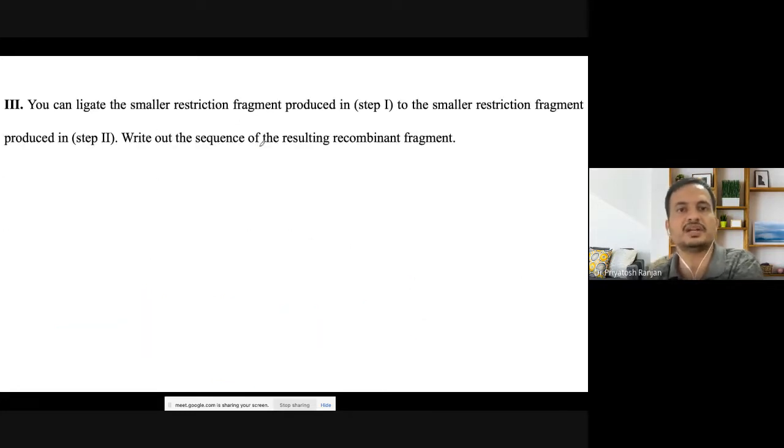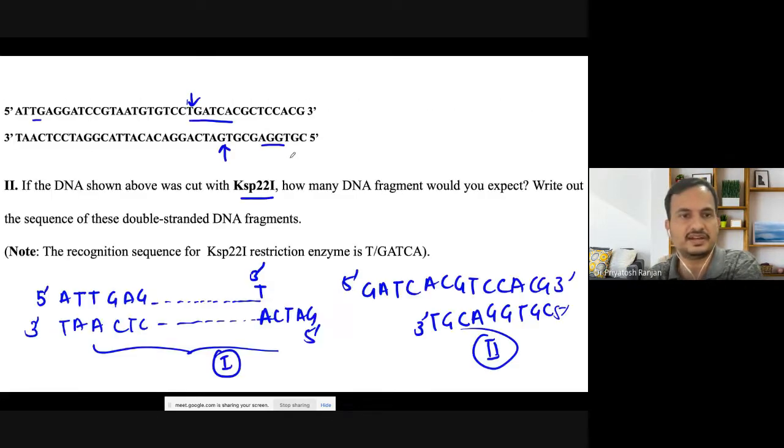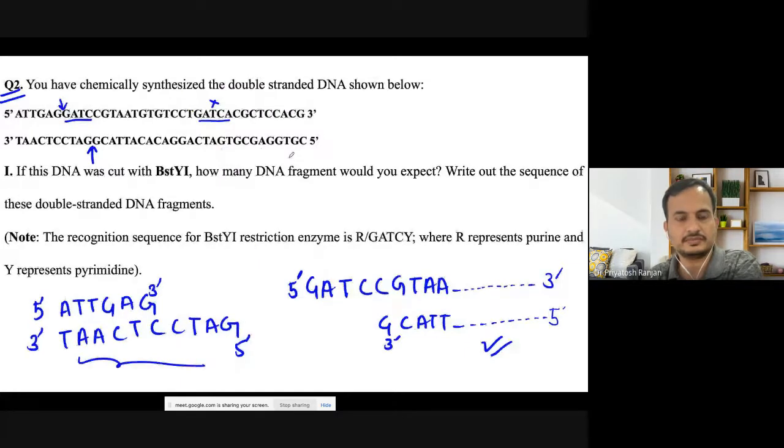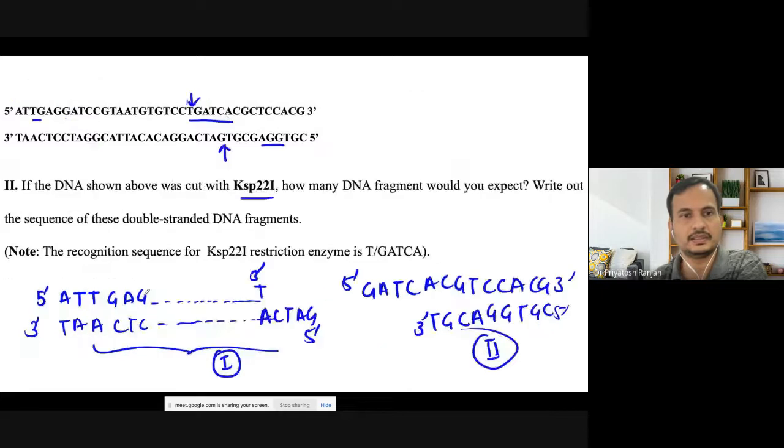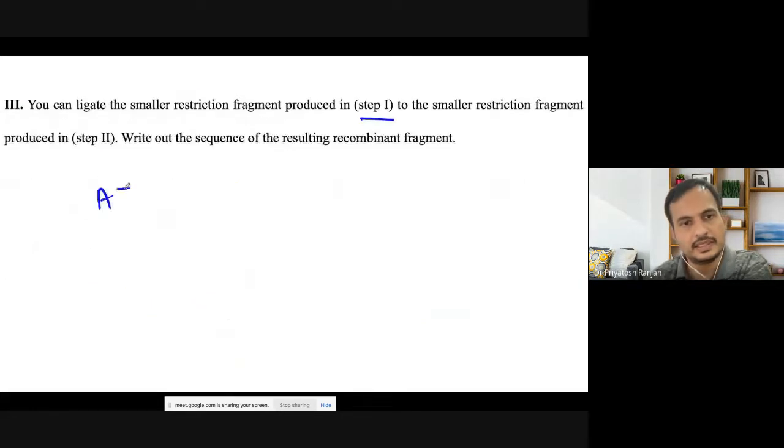You can ligate the smaller restriction fragment produced in step 1 to the smaller restriction fragment produced in step 2. Write out the sequence of the resulting recombinant fragment. So let me try. Since these sequences are here, ATTGAG from the first part.